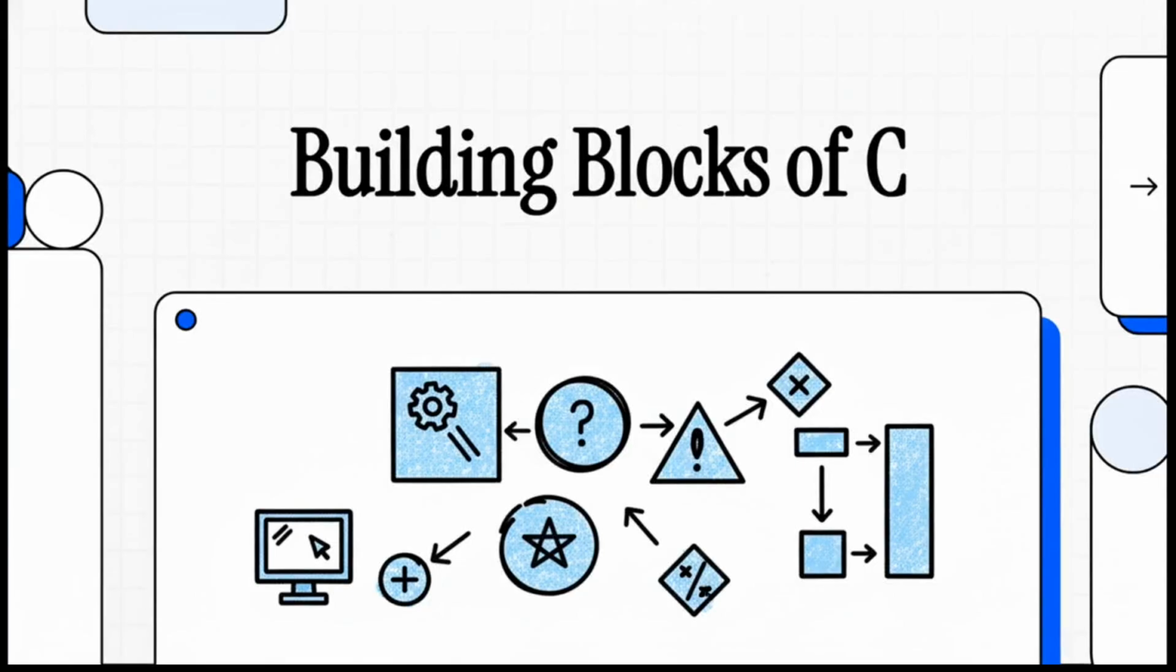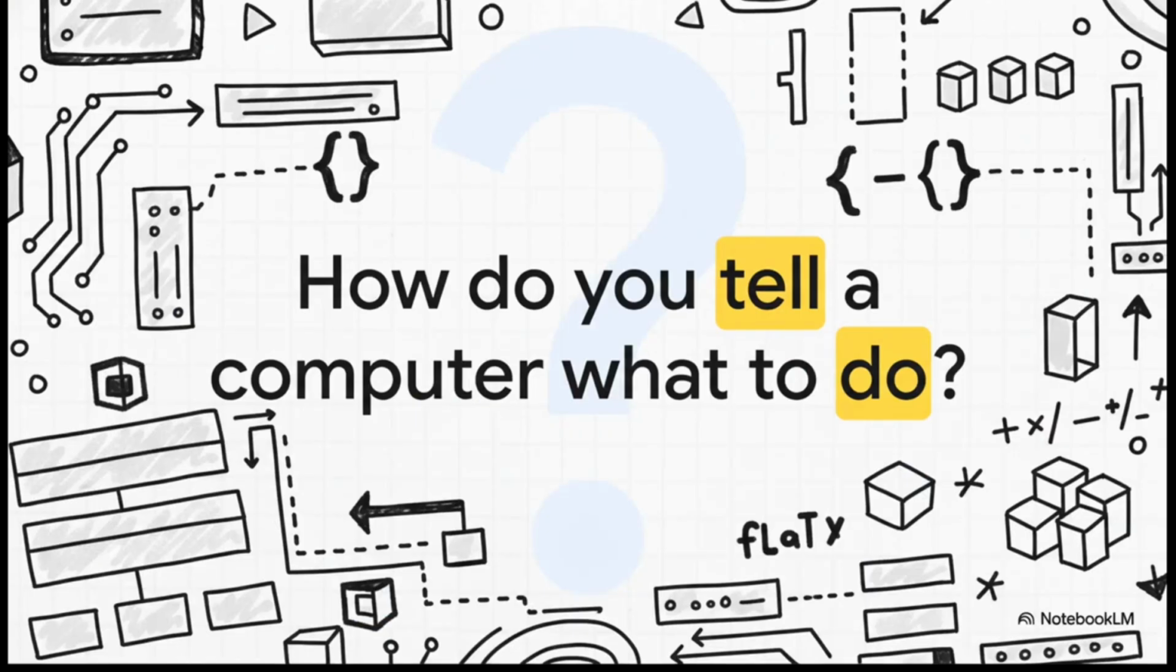Today, we're going to crack open the engine of modern software and really look at the building blocks of C. These are the absolute must-know essentials for telling a computer what to do. So how do you actually tell a computer what to do? It sounds like a simple question, right? But the answer gets pretty complex, and it all starts with learning the language.